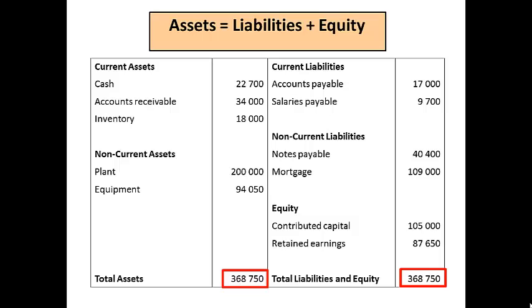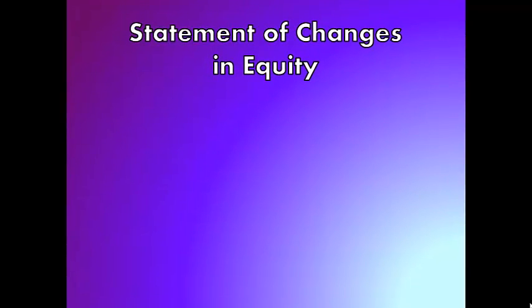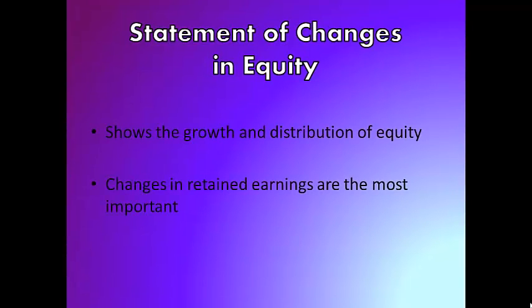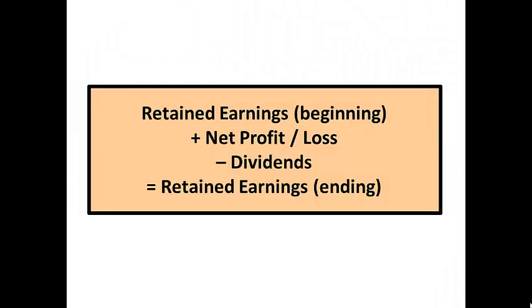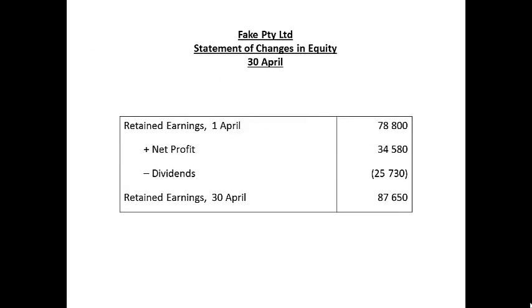balance sheet. The statement of changes in equity shows the growth and distribution of equity and, most importantly, the changes in retained earnings. The retained earnings balance at the beginning of the period plus net profit minus dividends gives you the retained earnings at the end of the period. This can be seen in this example of the same business used previously.